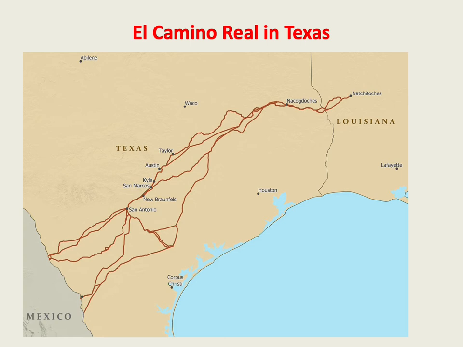And there's a couple of videos in the module on the Camino Real, and there's one in Texas. And in many places you'll see road signs or signs along roads in Texas, New Mexico, California, or in Mexico itself, saying the Camino Real passed right through here.